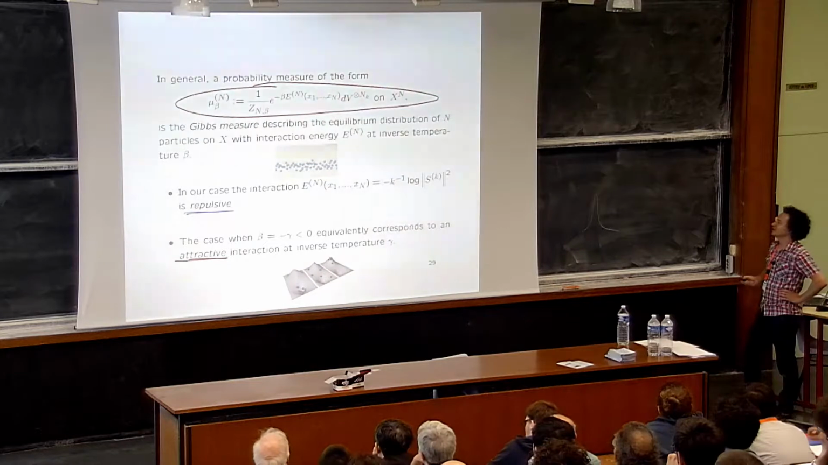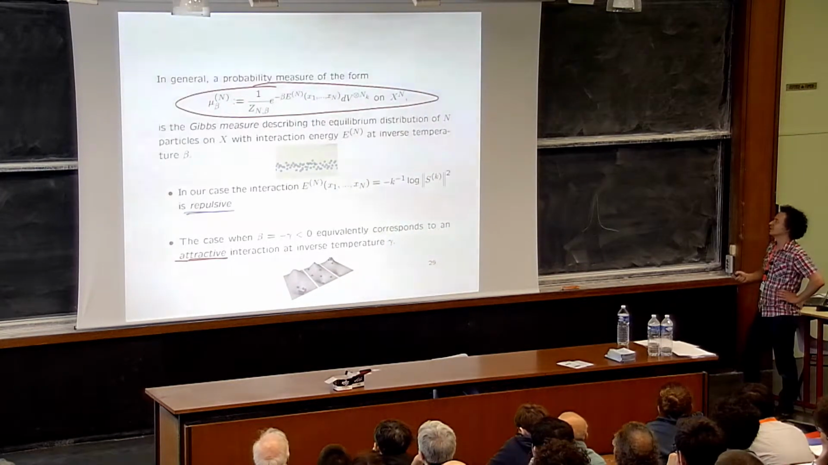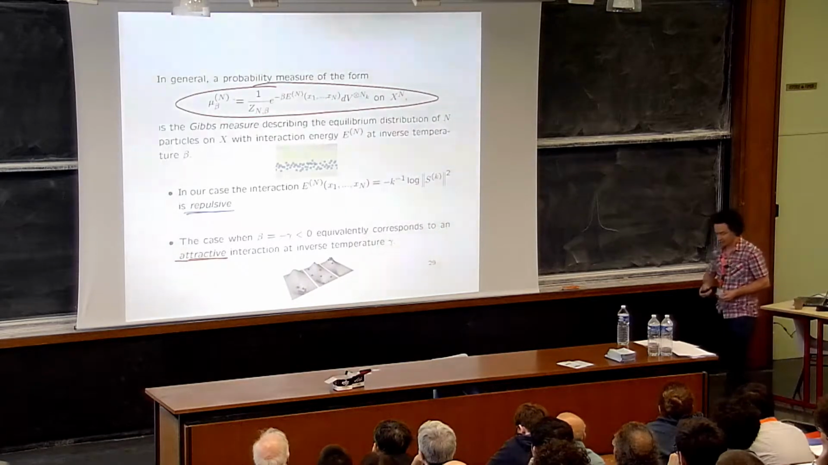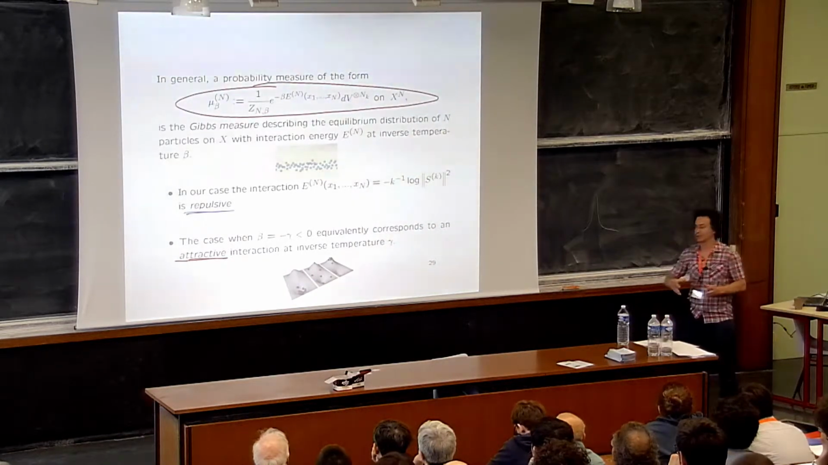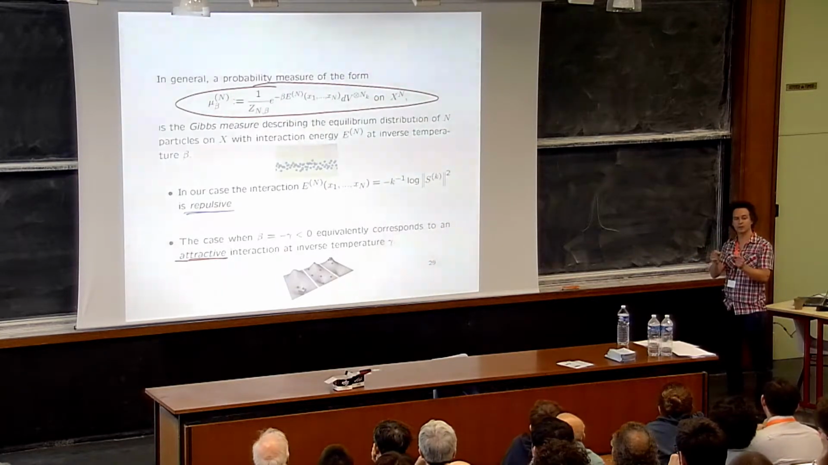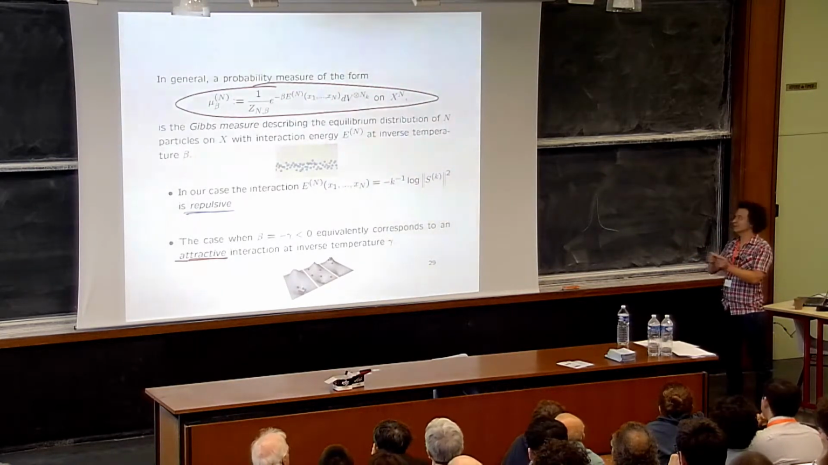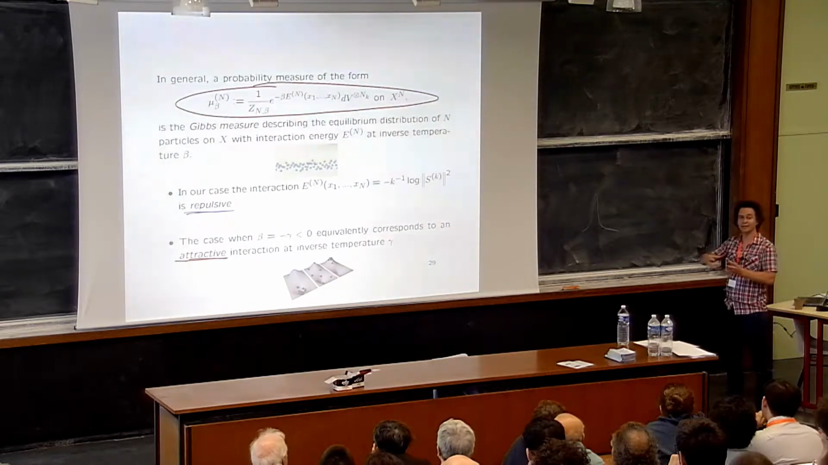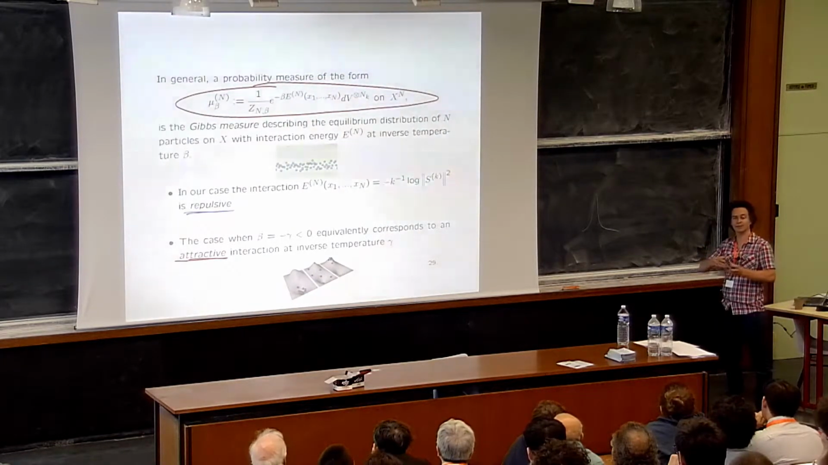So it turns out that if you take the conventional sign, where beta is positive, the energy is repulsive. Because of this, the density is the determinant. It vanishes when 2 points merge. So it means that it's very rare that 2 points really come close, in a probabilistic sense.